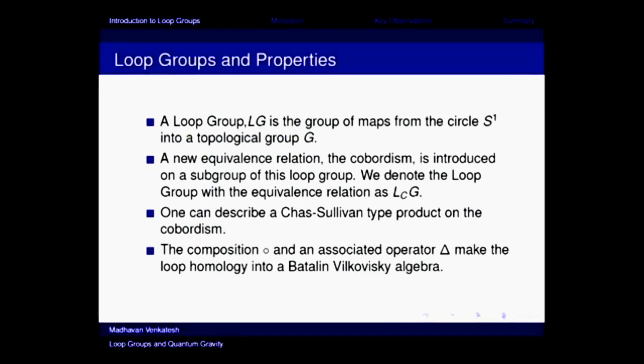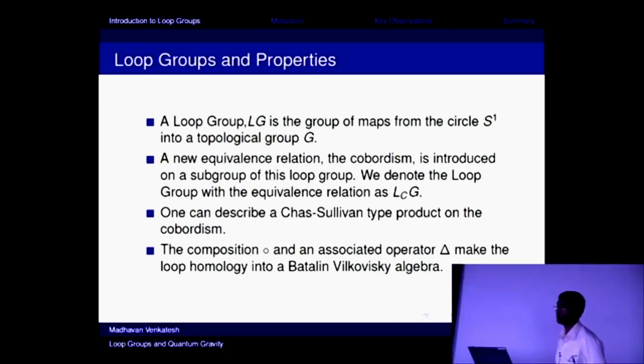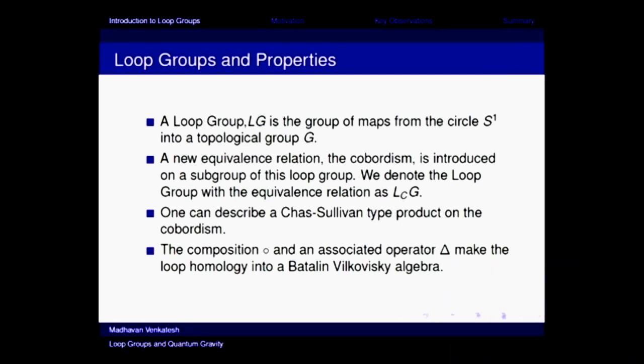Loop group, say LG, is a group of maps from the circle S1 onto a topological group G. So what we do with this loop group is we introduce a new equivalence relation called the cobordism. Those into algebraic topology would have heard of that. So we have a subgroup of this loop group with that equivalence relation.